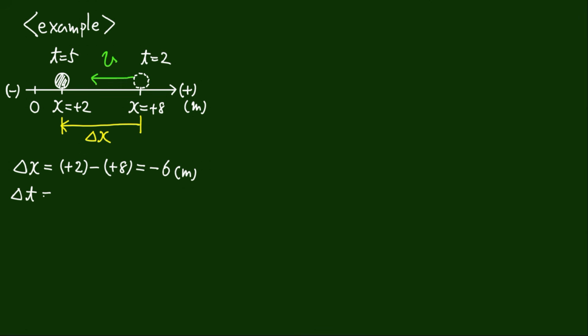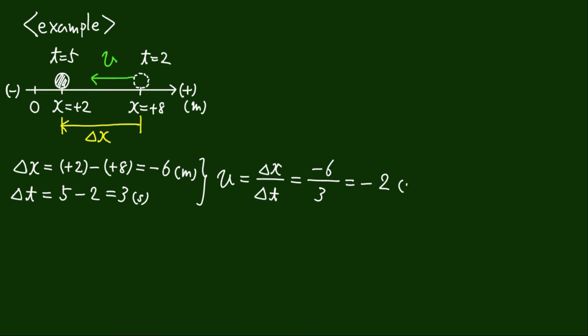And for the elapsed time, yes, it is 5 minus 2, so it becomes 3 seconds. Good, right? Now we can calculate the velocity from these two pieces of information. Yes, so this becomes minus 6 over 3, which we can see is minus 2 meters per second. Indeed, the important thing here is this minus sign. It indicates the direction toward the left. Yes, and this 2 represents how fast it moved in the leftward direction. Yes, this is what it indicates.